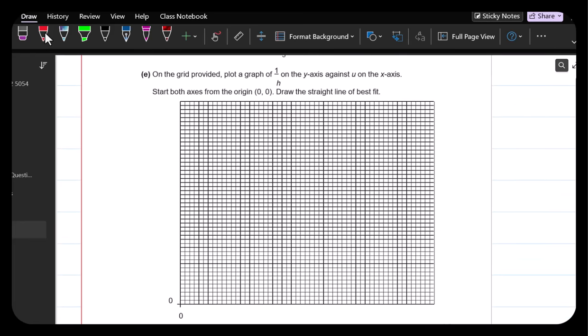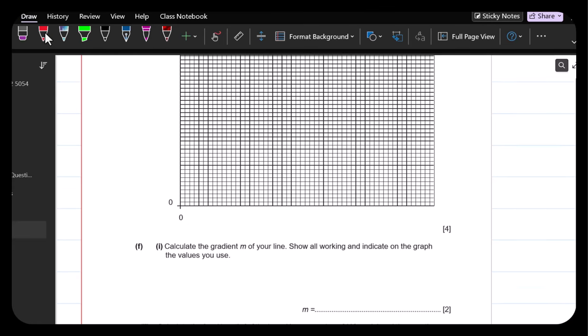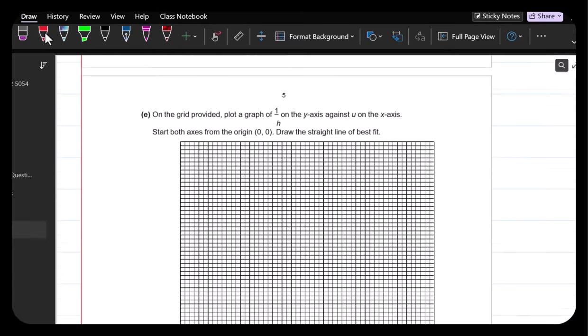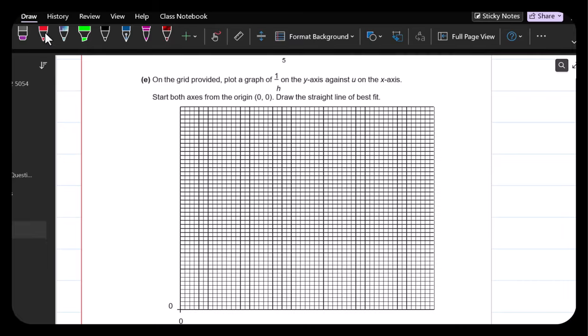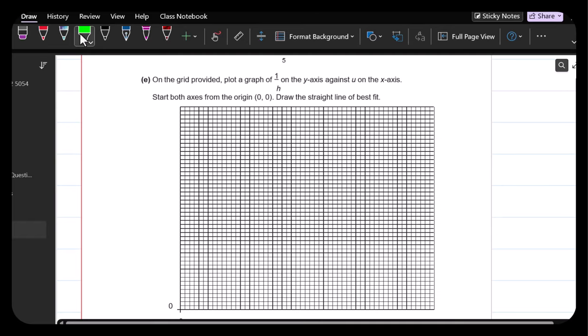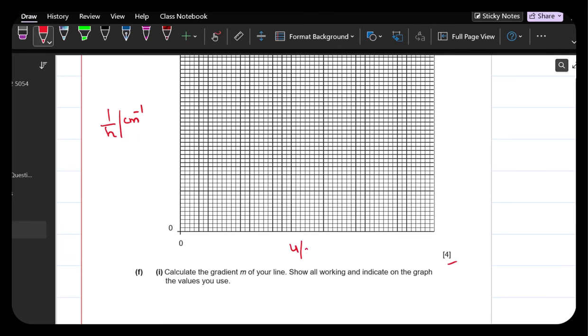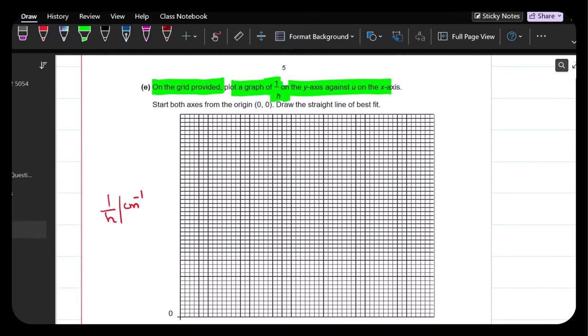Moving to E part, now we have to plot the graphs. This is a dangerous question of the ATP because graphs are very important and it has 3 marks. The very first thing, whenever a graph is given to you, you have to label the axis. On the grid provided, plot a graph of 1 over h on the y-axis and u on the x-axis. So dear students, I'm going to take 1 over h here and slash and then place its unit. Then on the x-axis, you have to take u and write the unit as well. So we have labeled the axis. Hope this is clear.